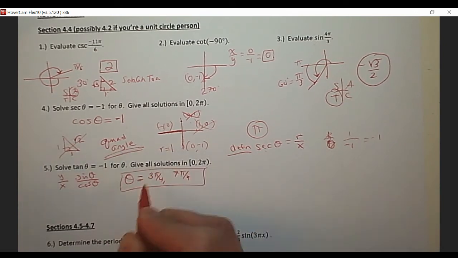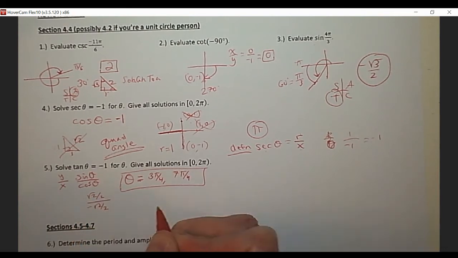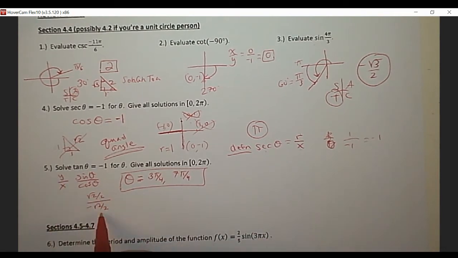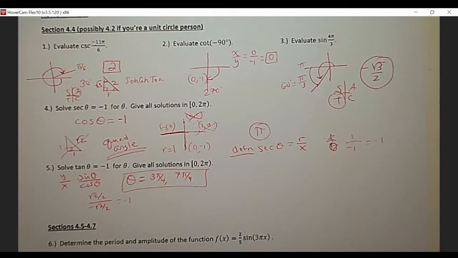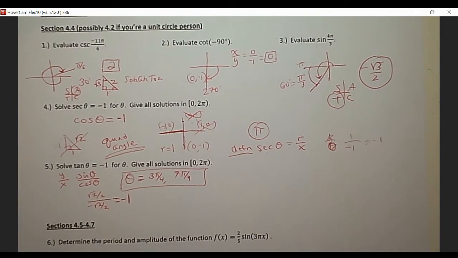All right, because what's going to happen at 3 pi over 4 is, for y over x, you're going to have radical 2 over 2 over negative radical 2 over 2 when you grab the y coordinate over the x coordinate, and that's going to reduce to -1, and that works. Similarly, the ordered pair at 7 pi over 4 will also work. So that's if you're a unit circle person.